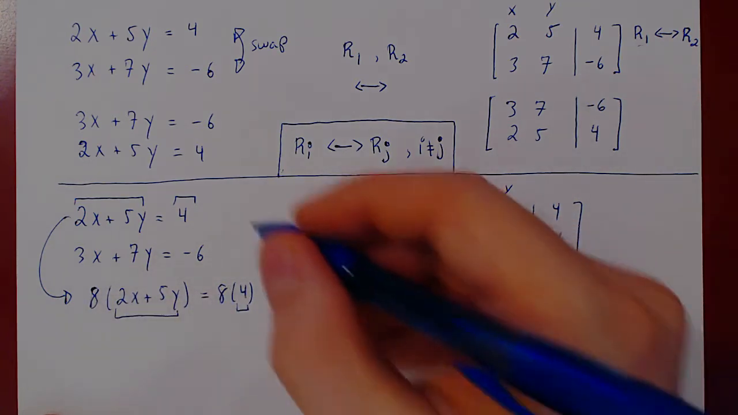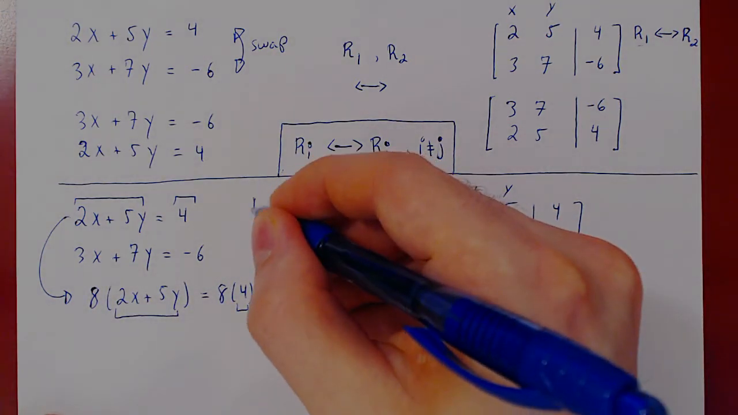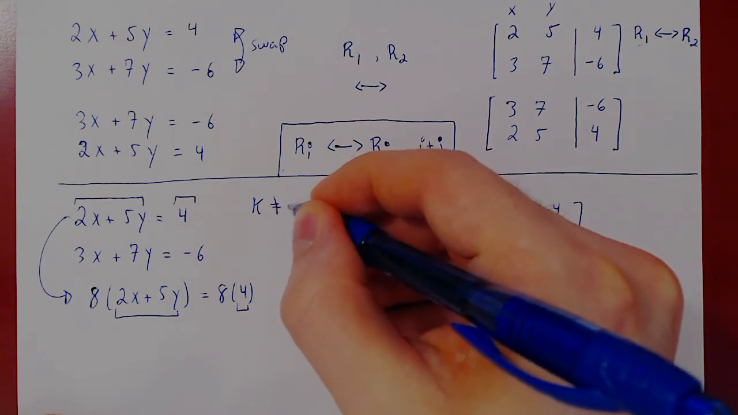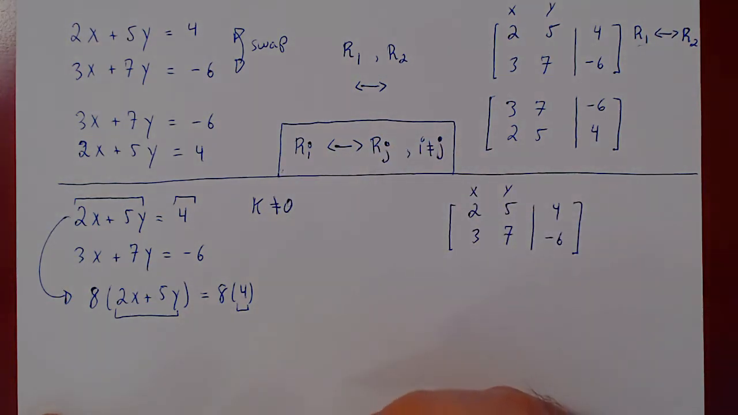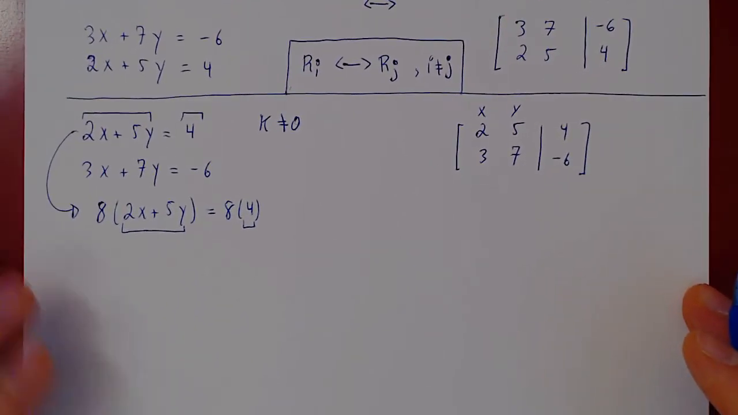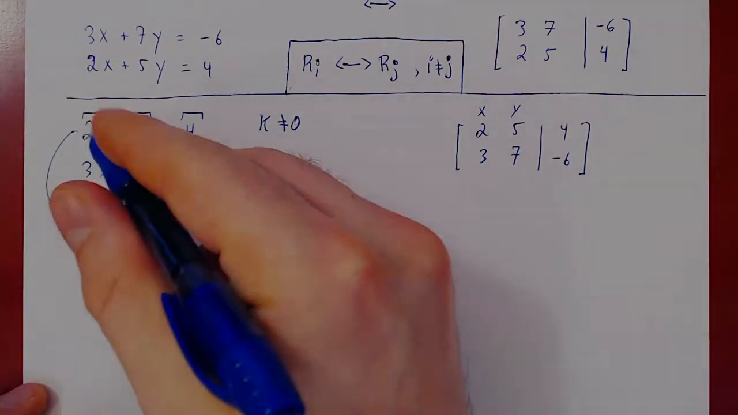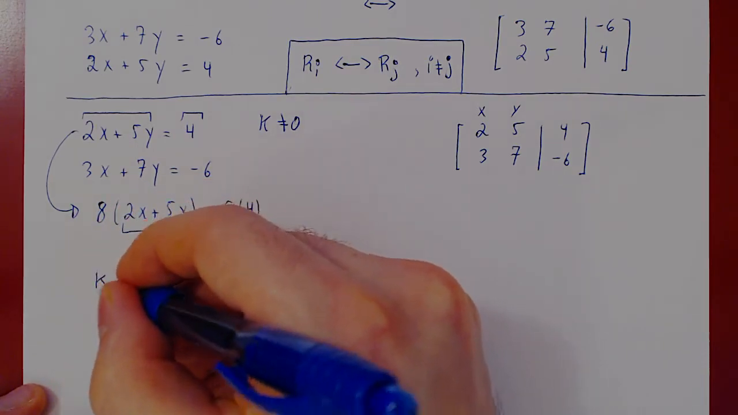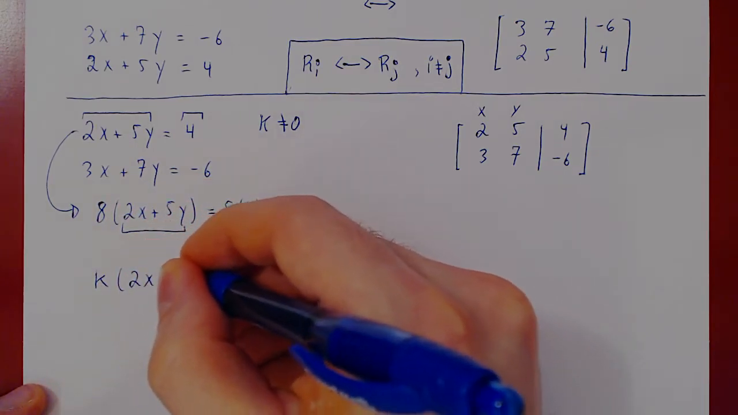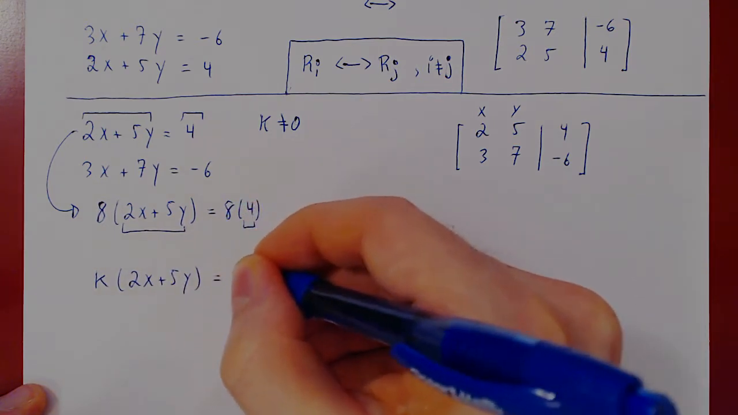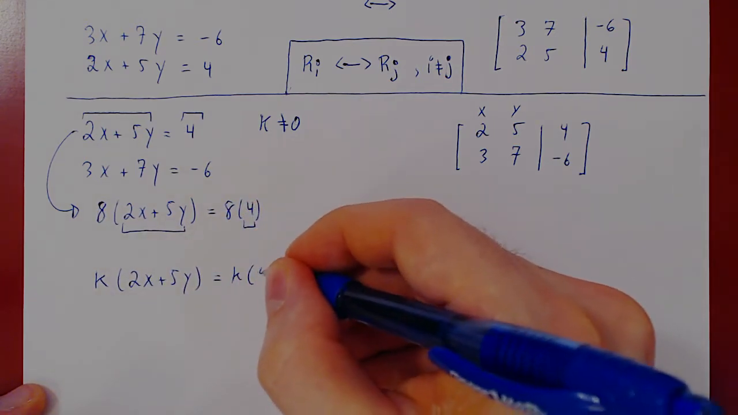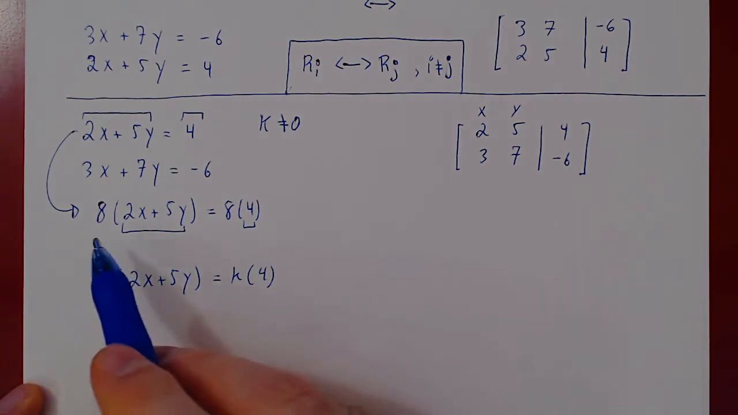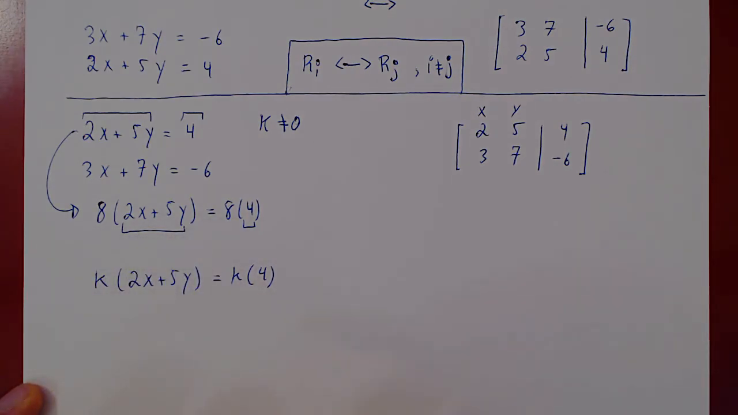I could replace 8 by any non-zero constant k, right? So we'll do it simultaneously just to see that 8 is an arbitrary choice. So you could also multiply the left-hand side by k. So k times the left-hand side, 2x plus 5y, equals k times the right-hand side, which is 4. Let's multiply this out and see what happens.